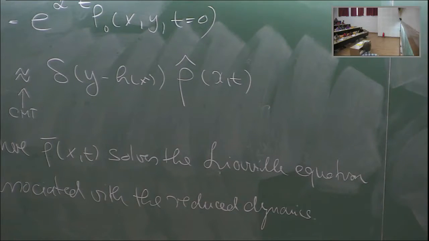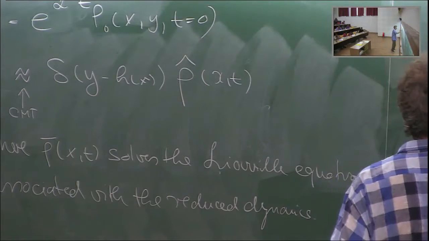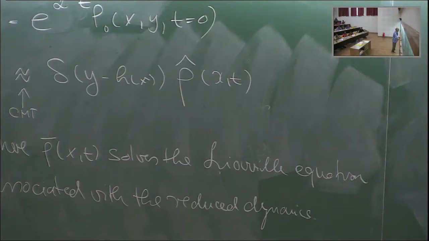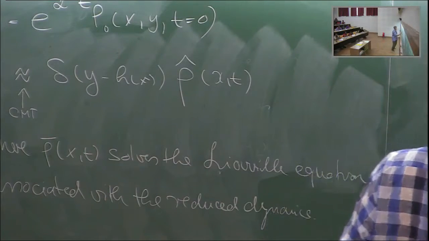Okay? But let's see what happens if the y converges, the fast dynamics converges, to a periodic orbit, and then we use averaging. So case B, y converges to a periodic orbit.